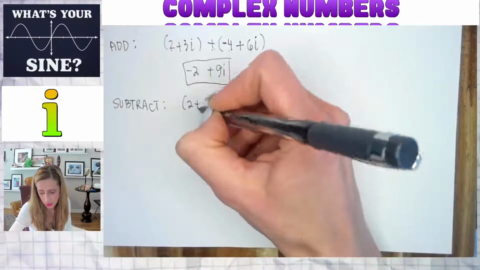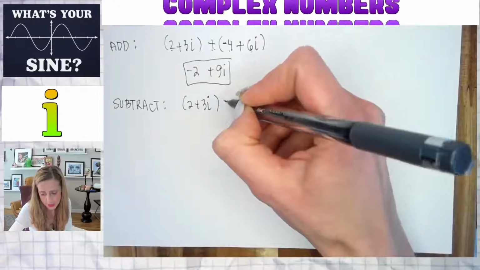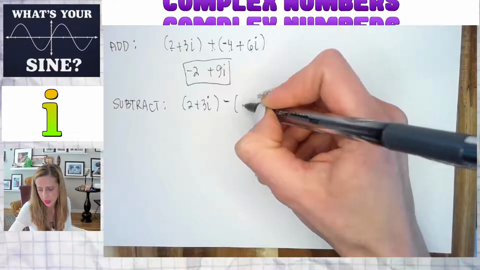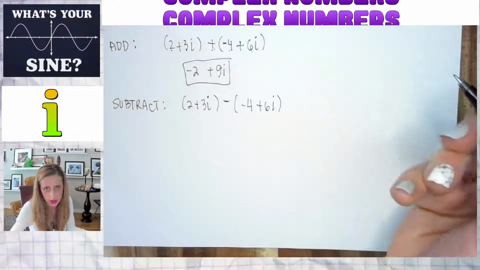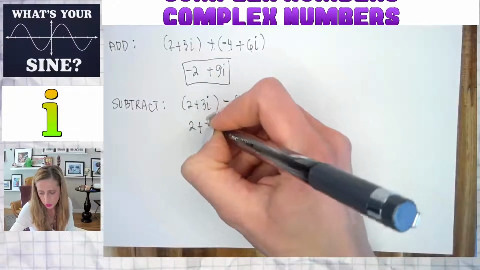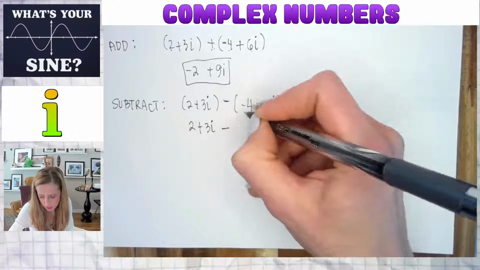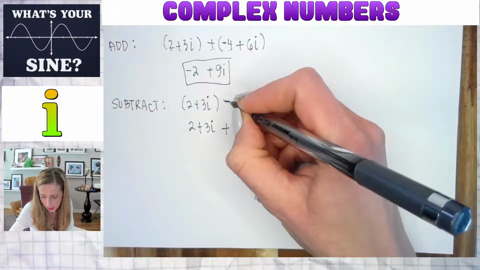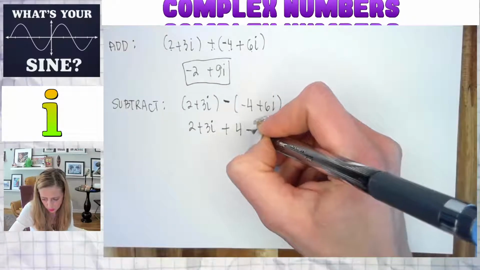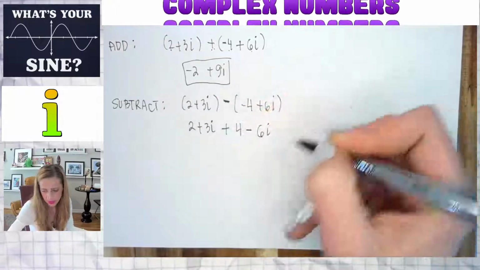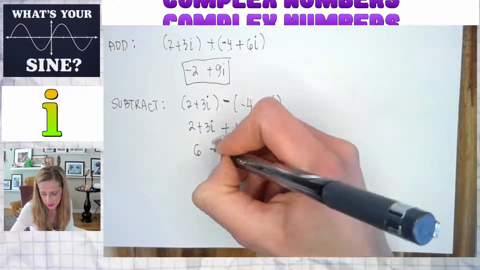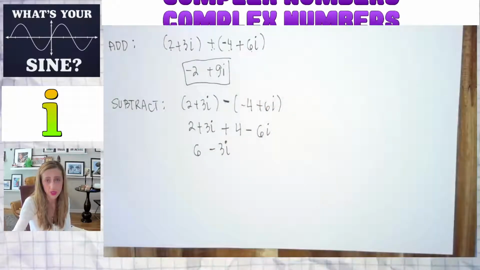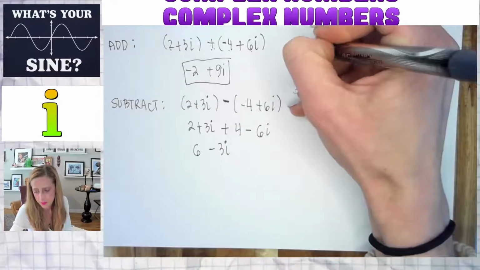So what if I had 2 plus 3i again, minus negative 4 plus 6i? All you do is distribute the negative and you treat it like an x. It's no big deal. So 2 plus 3i minus becomes plus 4, but minus positive, so it's minus 6i. And again, combine like terms. 2 and 4 is 6. 3i minus 6i is negative 3i. That's literally it. You're done.